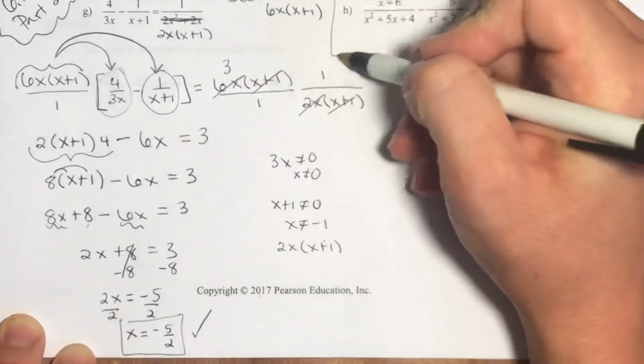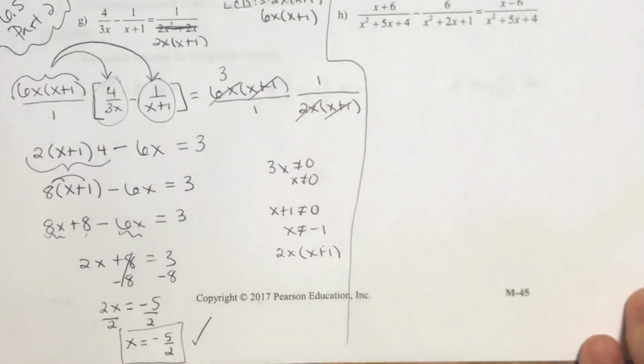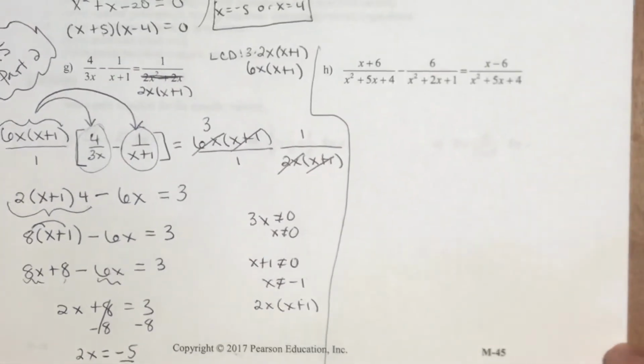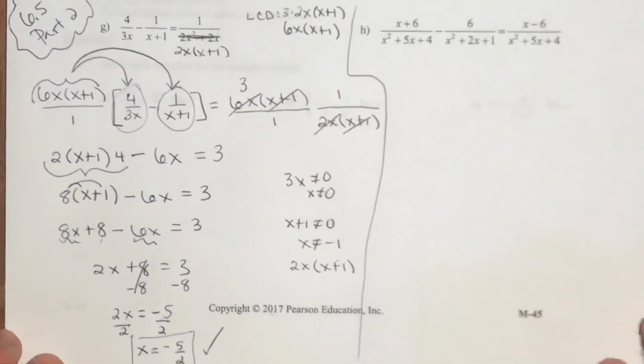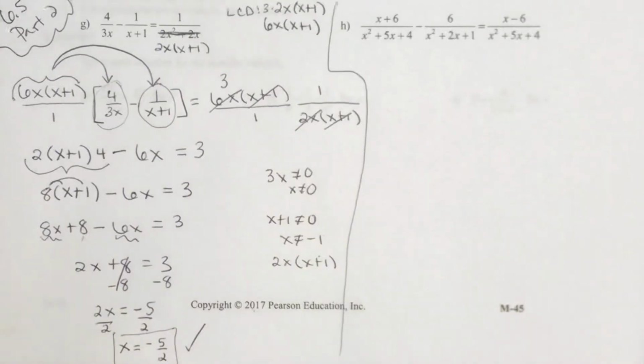Okay, so there's quite a bit involved with that one. And same for the next one, there's going to be quite a bit involved with this next example too. Let me just set it up. Okay, so we have x plus 6 over x squared plus 5x plus 4 minus 6 over x squared plus 2x plus 1 is equal to x minus 6 over x squared plus 5x plus 4.